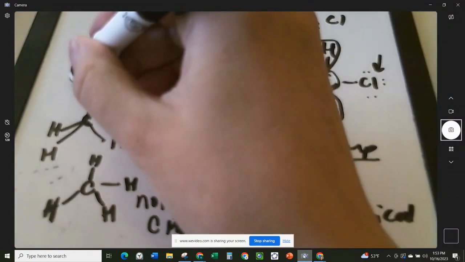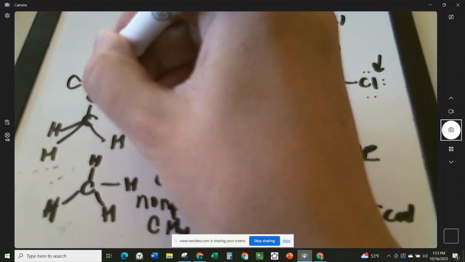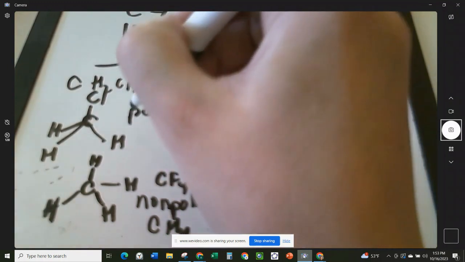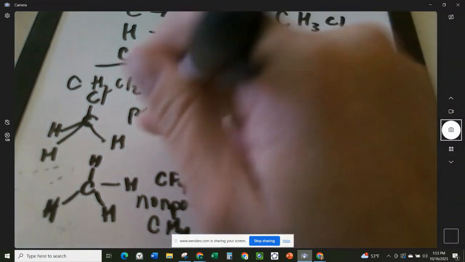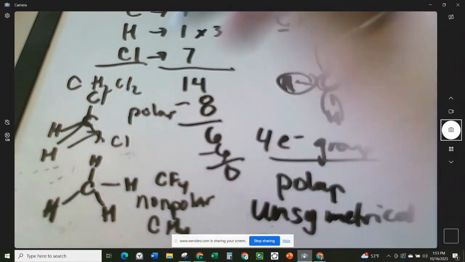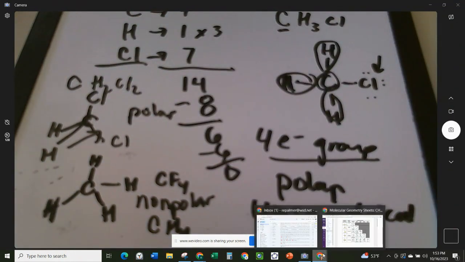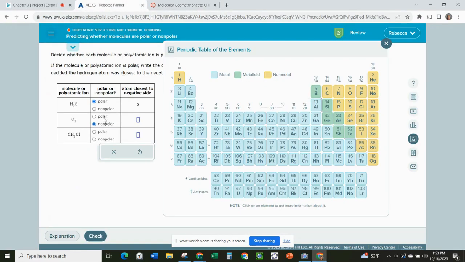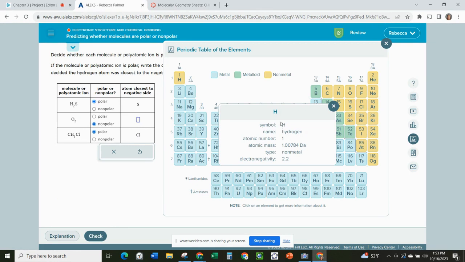So something like CH2Cl2, that's going to be polar. We're going to have one side of the molecule that has chlorines, like this, and one side that has hydrogens. Our electrons are going to move towards the chlorines. So let's finish our answer. This one's going to be polar. It's unsymmetrical. The atom closest to the negative side is going to be chlorine. The other thing we can do is look at the electronegativity of hydrogen, which is 2.2. Chlorine is 3.2. Our electrons are going to move towards the larger number, the bigger electronegativity.